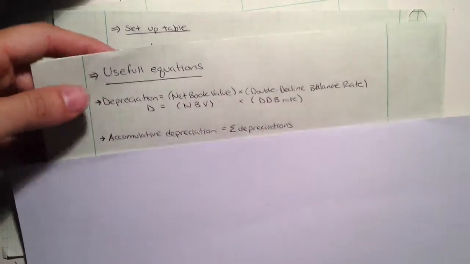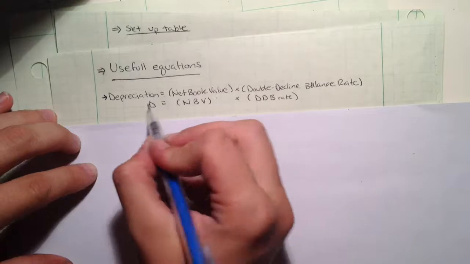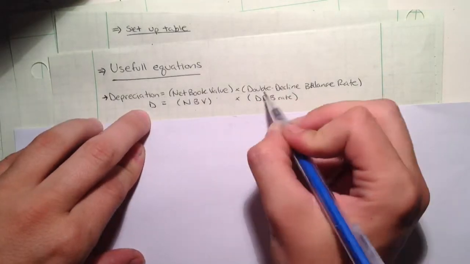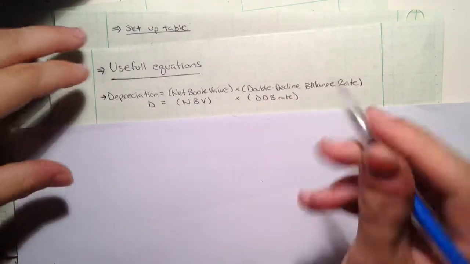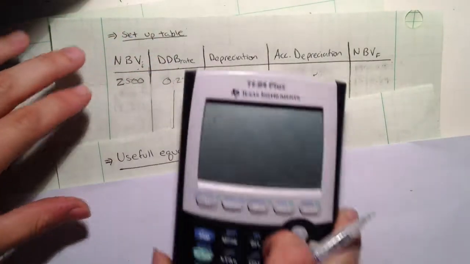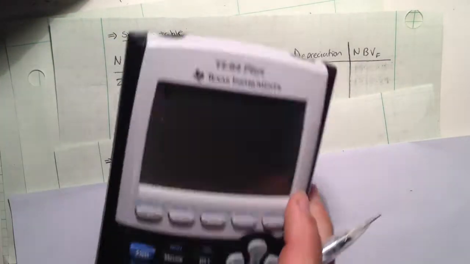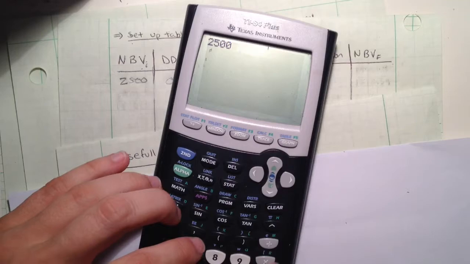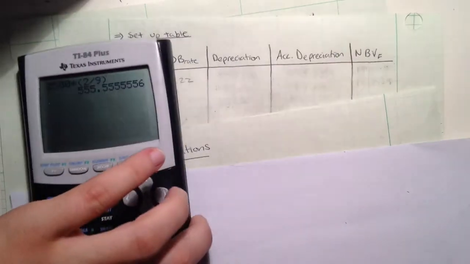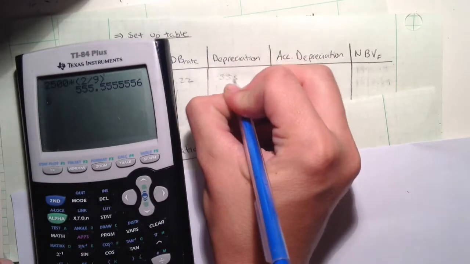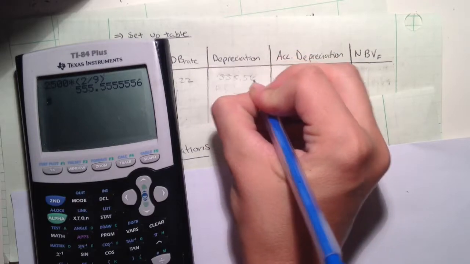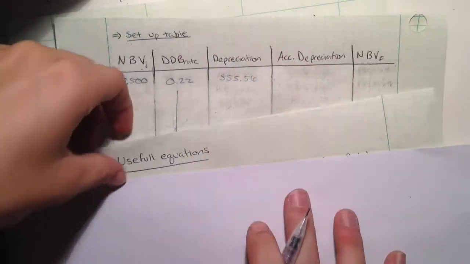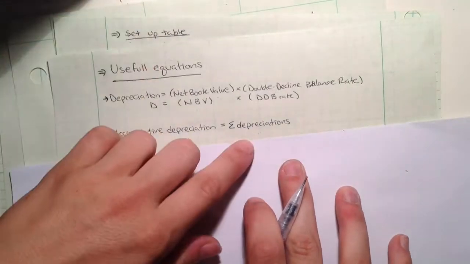To solve for depreciation, we're going to use this equation right here, which says depreciation equals the net book value times the double declining balance rate. We already have both of this information, so it's pretty easy to find. And we find the depreciation to be $55,555.56.